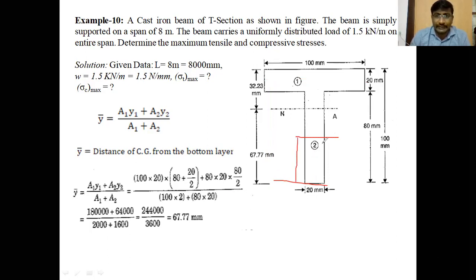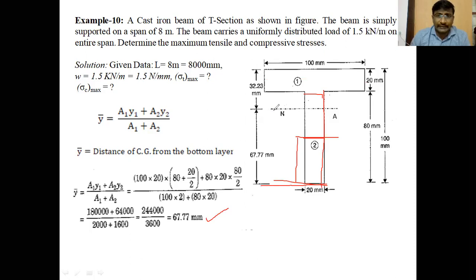The second area is the web, whose height is 80 mm. It is also a rectangle, so the center of gravity must be located at the mid depth. That is, from the bottom to the center of gravity is 40 mm, that is 80 by 2 is the Y2. So like this, we have to find the Y bar, that is 67.77 distance from the bottom layer.